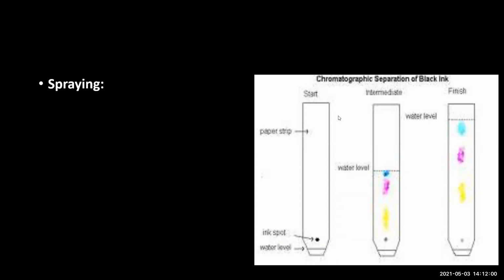So the next part is spraying. What do we see here? Sometimes a non-chromogenic or non-coloring component, if it is present in the sample, once it is separated, there is no way of identifying the separation. Because it is colorless, it is not easy to visualize the separation unless some sort of coloring is added. This process of coloring is what we call spraying in this context.